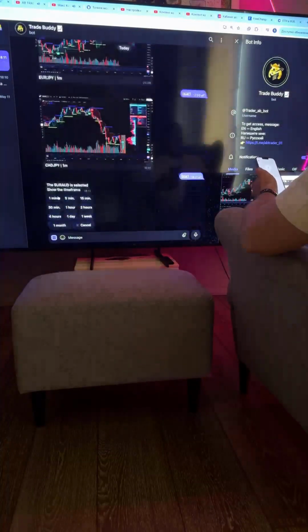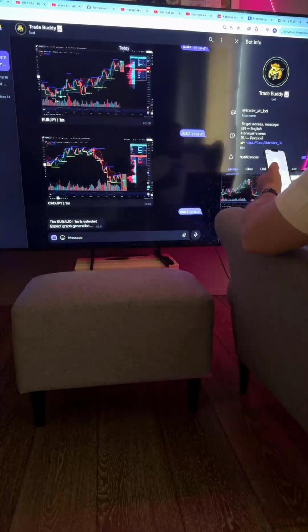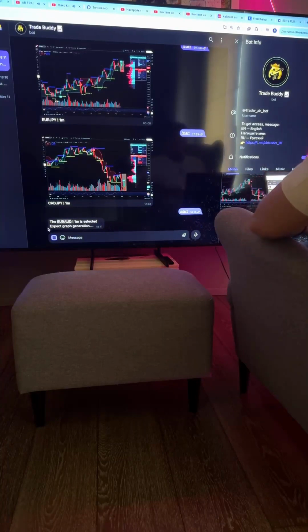We click start on our bot, Euro Australian dollar, EUR AUD. Time frame M1, currency pair Euro Australian dollar. Please open it on your end.